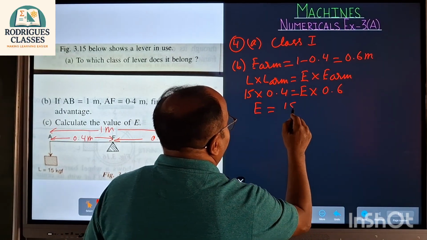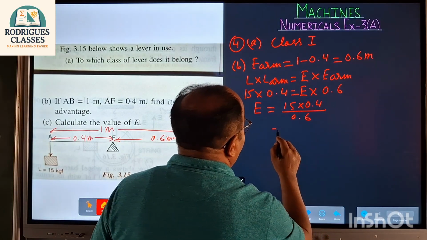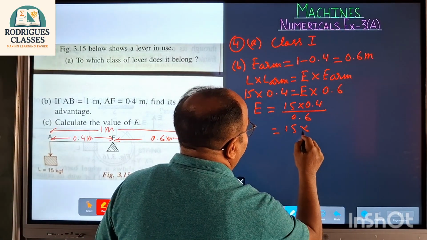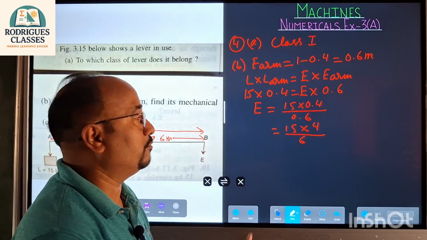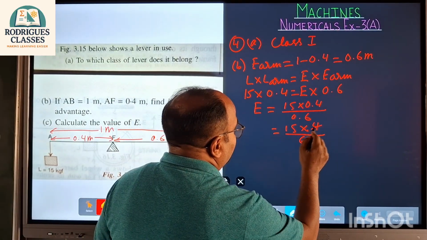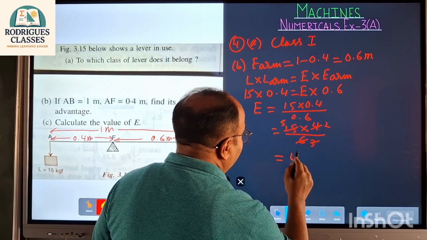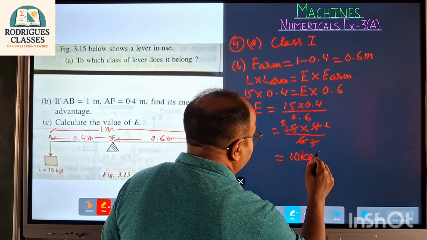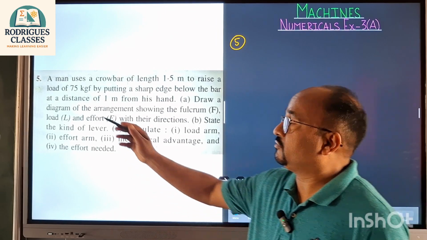So effort will come 15 into 0.4 by 0.6. So 15 into 4 by 6, after removing the decimal in both places. So 2 2s are 4, 3 2s are 6, 5 2s are 10. So 10 kgf is our effort. This is the answer. Let us come to the next numerical, which is number 5.